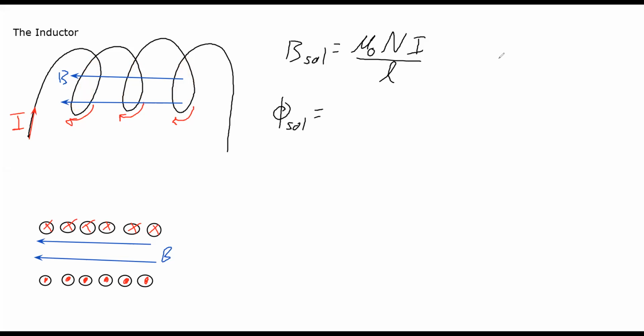We got for the magnetic field of a solenoid. I think it's one of the first lectures in chapter 30, chapter 30 here. N squared A over L.